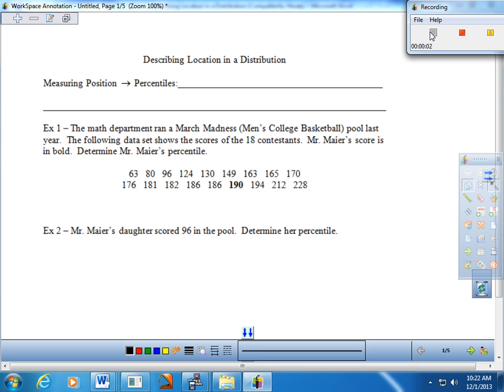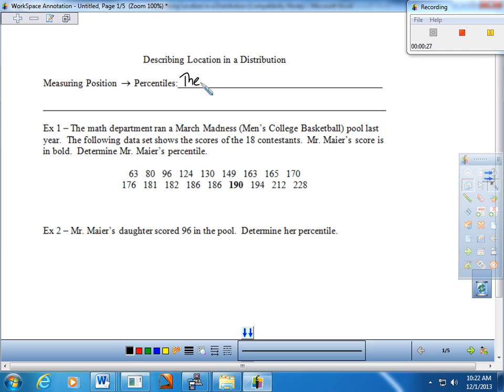Welcome. The title of today's lesson is Describing Location in a Distribution. We have spent some time trying to find mathematical ways to represent a data distribution. Now what we're going to do is take a particular value and describe its location in that distribution. The first way we're going to look at it is percentiles. Let's jot a few things down and do an example or two.